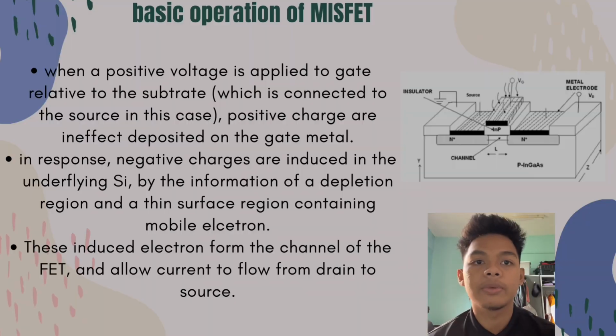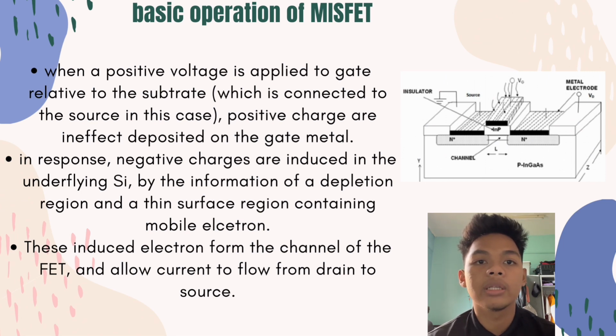Basic operation of MISFET. When a positive voltage is applied to the gate relative to the substrate, which is connected to the source, positive charges are in effect deposited on the gate metal. In response, negative charges are induced in the underlying silicon by the formation of a depletion region and a thin surface region containing mobile electrons. This induced electron layer forms the channel of the FET and allows current to flow from drain to source.